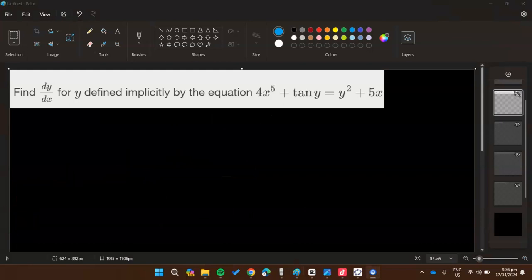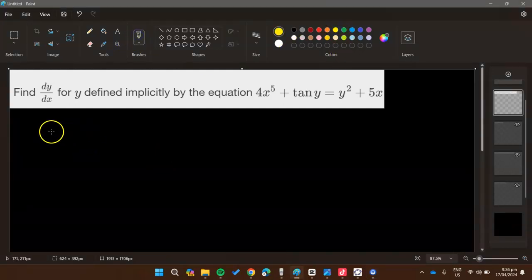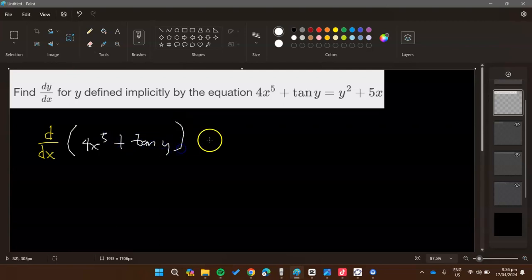Now, what about this problem? Find dy/dx for y defined implicitly by the equation 4x to the 5th power plus tan y is equal to y squared plus 5x. So, again, what we're going to do is differentiate both sides. So we will have d/dx times 4x to the 5th plus tan y. And then this is equal to, again, the derivative of the other side. This is just y squared plus 5x.